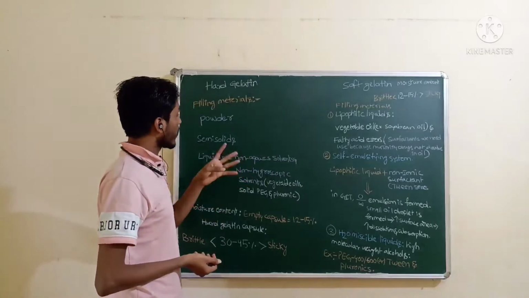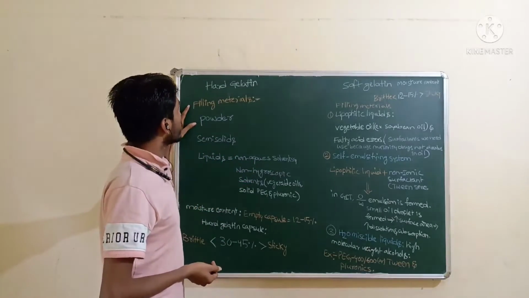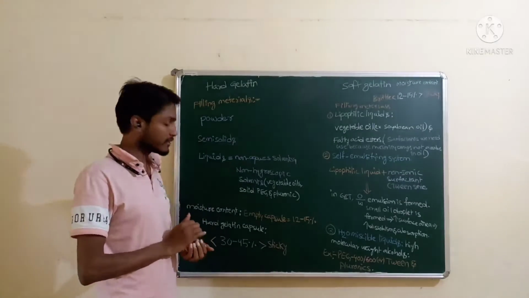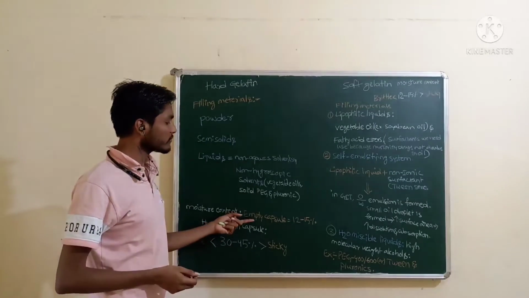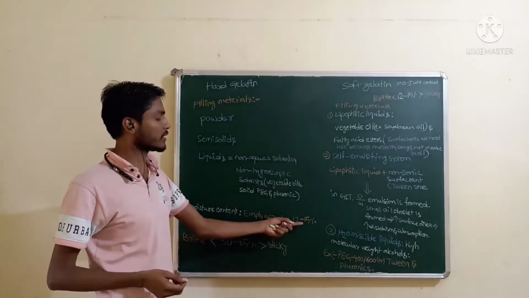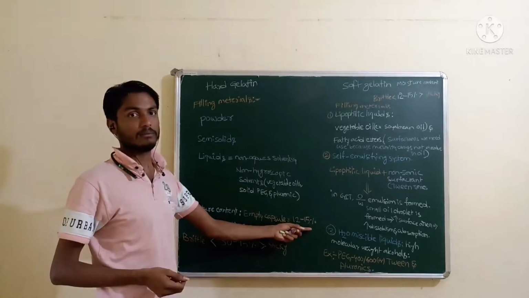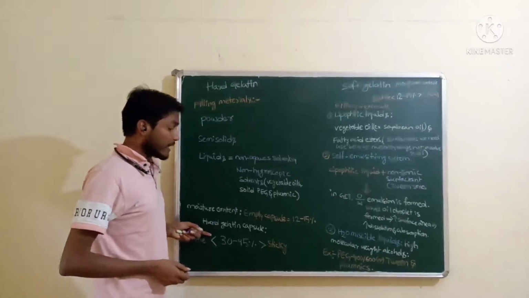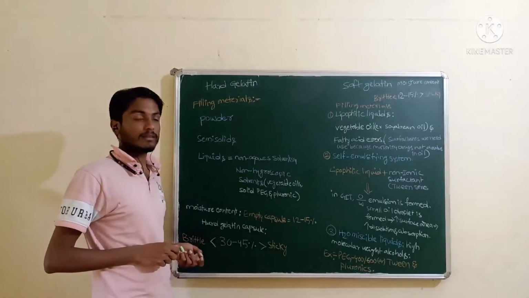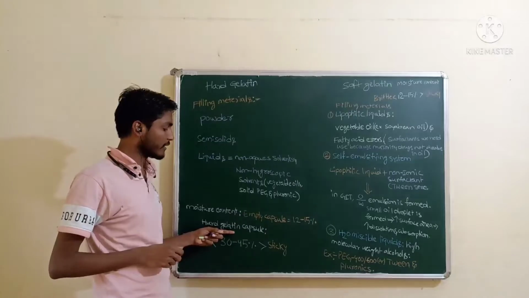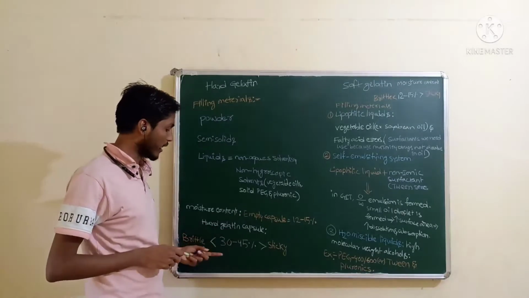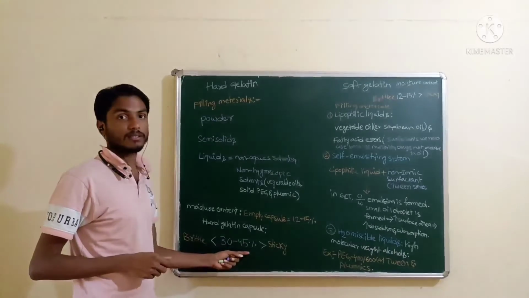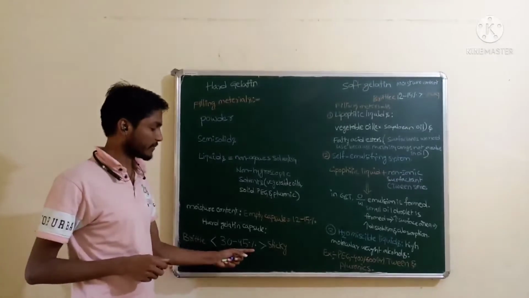Before the filling materials, we come to know about the moisture content first. The empty capsule shell has a moisture content of 12 to 15%. Here, the filled hard gelatin capsule, not the empty capsule, has a moisture content of 30 to 45%.